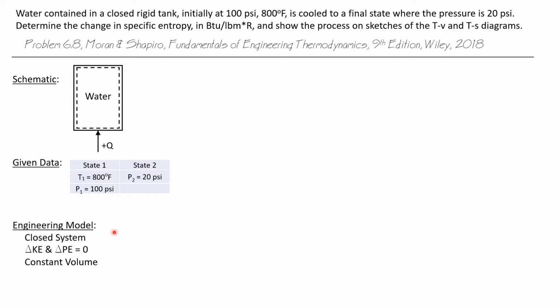And we're going to model it as a closed system, ignoring any changes in kinetic or potential energy as being insignificant. And this is a constant volume process because we're dealing with a closed rigid tank. And we want to find the change in specific entropy in BTUs per pound mass R.